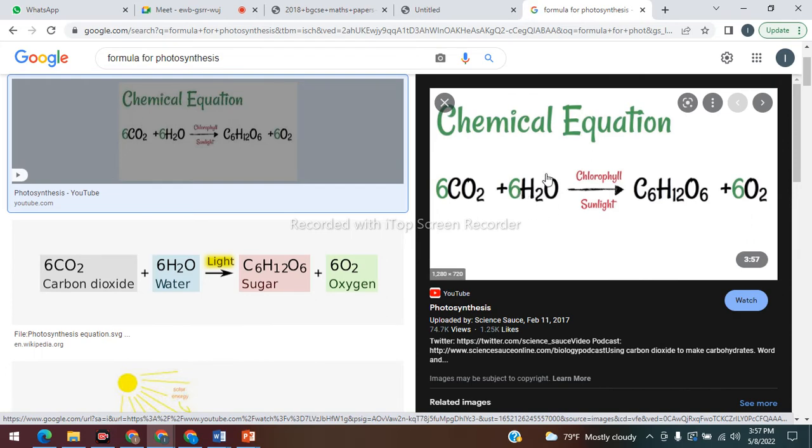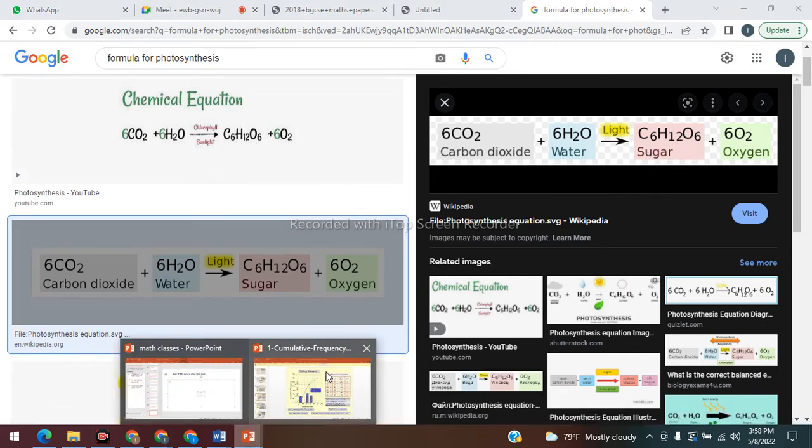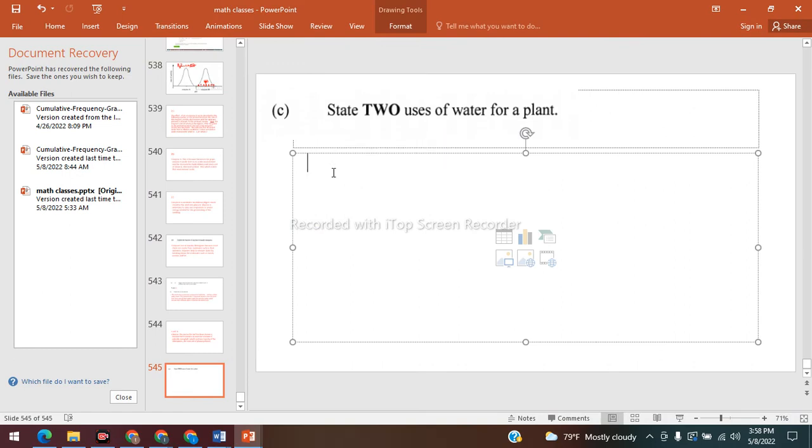And so what the plant does is that it uses water and carbon dioxide. This is the reactant side. It combines them in the presence of chlorophyll and sunlight to produce glucose and oxygen. The plant, in the chloroplast, uses water to make food. This is another beautiful equation showing water and carbon dioxide giving us the sugar and oxygen.